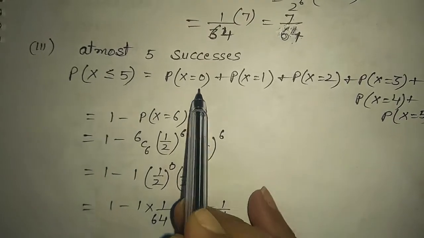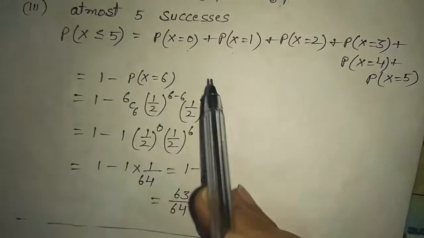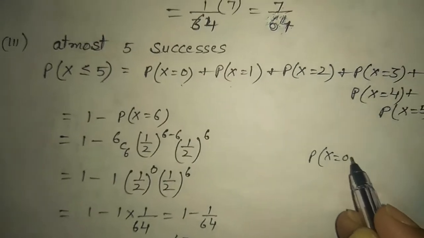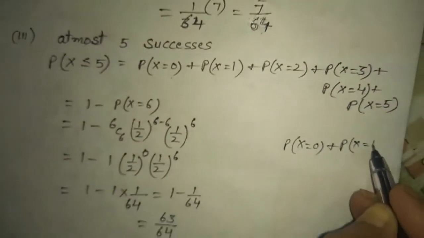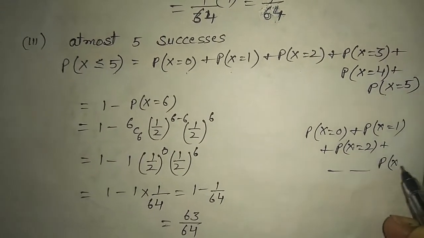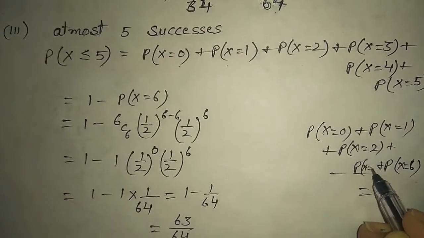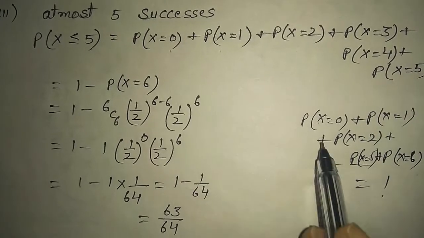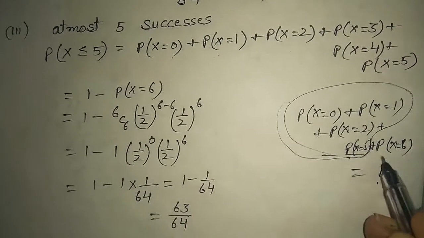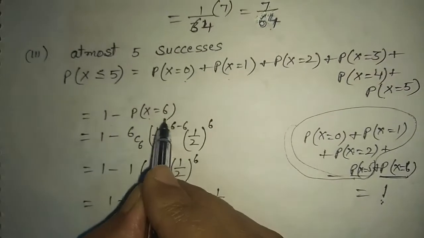At most 5 successes means maximum 5. Maximum 5 means it can be 0, it can be 1, 2, 3, 4, 5. So we will take these 6 cases, and we know the probability distribution in this. P(x is equal to 0), P(x is equal to 1), P(x is equal to 2), and so on, P(x is equal to 6), sum is equal to 1. Okay, we know this formula. Probability distribution sum is 1. If we want to find out these 6, then we can do 1 minus this. 1 minus P(x is equal to 6).